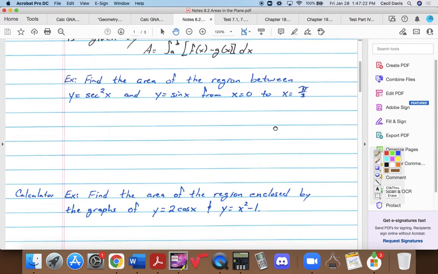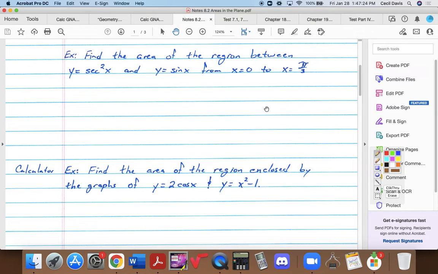So let's do some. Find the area of the region between y equals secant squared of x and y equals sine of x from x equals 0 to x equals pi over 3.